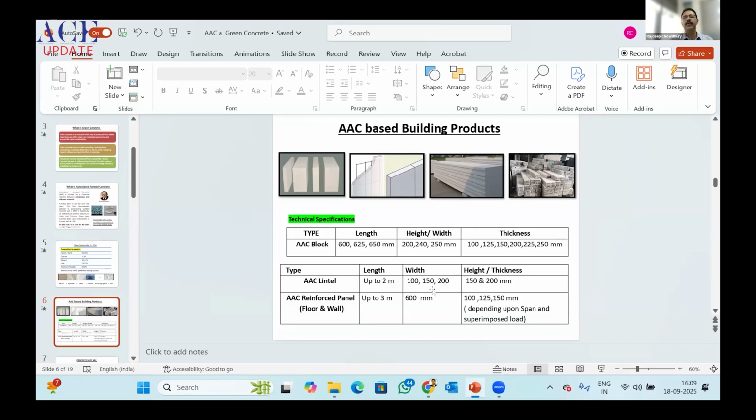If you look at the reinforced products, yes, AAC lintels up to 2 meters, 2.5 meters, you can produce. Reinforced panels, if you want faster construction, yes, you can use. Panels can be used as a flooring member, as a replacement for RCC slab, and also in walling.